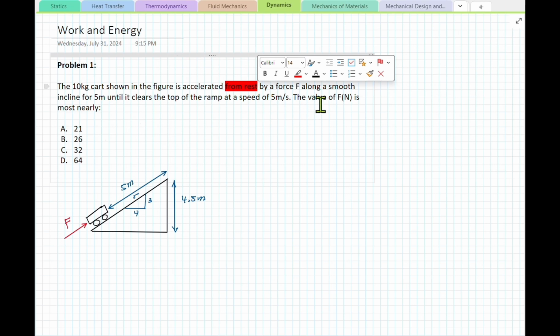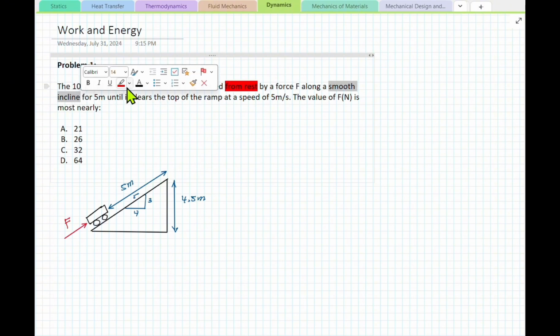The second thing that I'd like to highlight is the fact that this is a smooth incline. And what that means for us is that we will not have to worry about friction. All right, so now that we've highlighted these two items, we're going to get started.